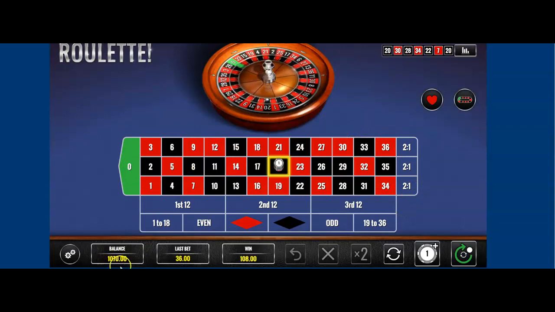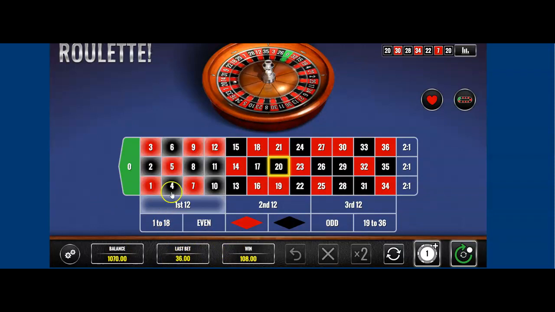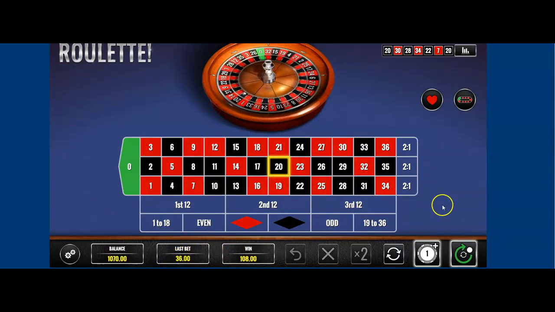I was trying to get to 1,056. I would have taken 1,054. I've exceeded that by much more. I'm at 1,070. So in less than 10 minutes of play, I'm $70 ahead. Again, what did my bankroll take? My last bet was only $36 because I only bet 12 numbers and I increased.